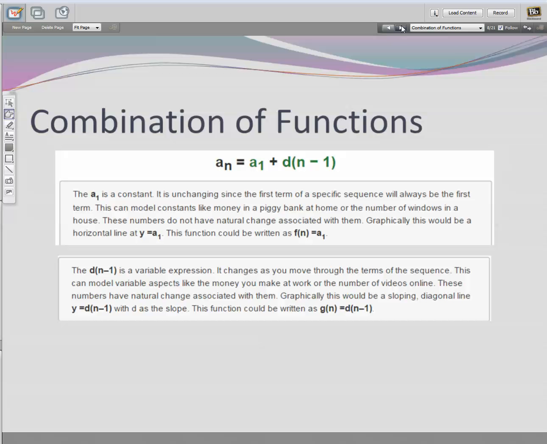Okay, we can also write our sequence as a combination of functions, and we can only do that if one of the functions is a constant. So let's say your first function is a constant, and that would be your a sub 1. And your second function is d times n minus 1, so you have this linear expression here, right? If that's the case, you can go ahead and add these together to create a formula for your arithmetic sequence, and then you can go ahead and manipulate and use that formula.